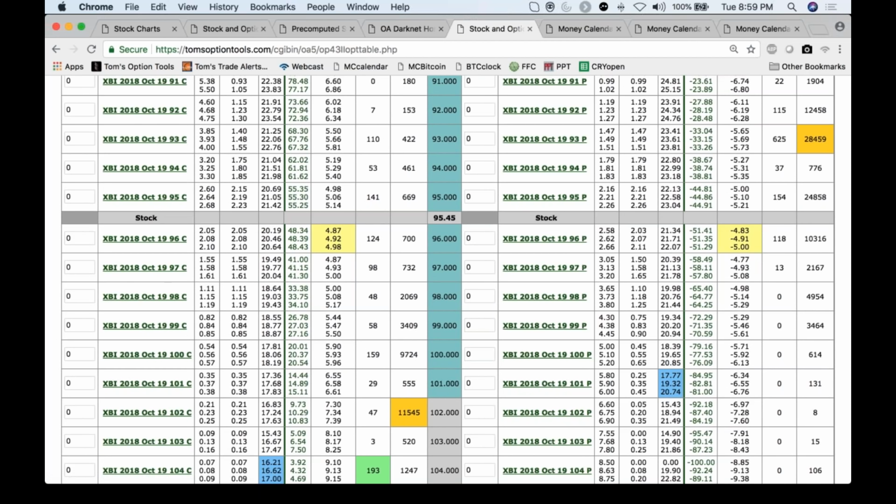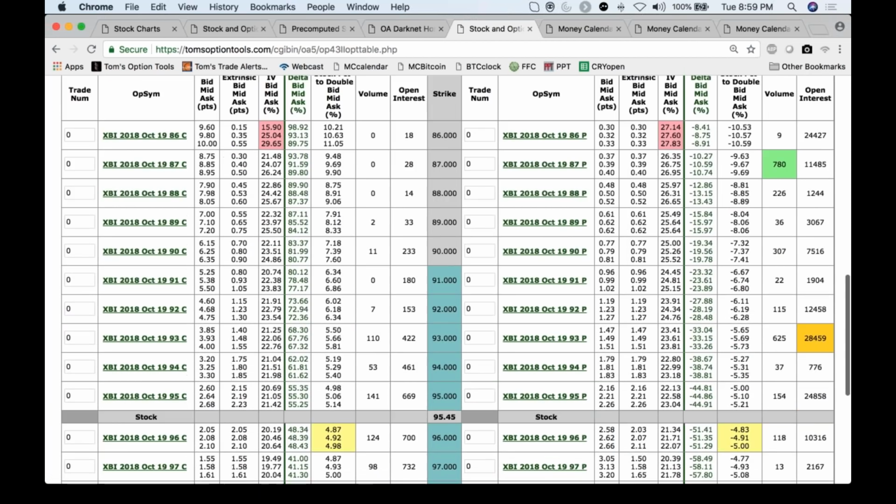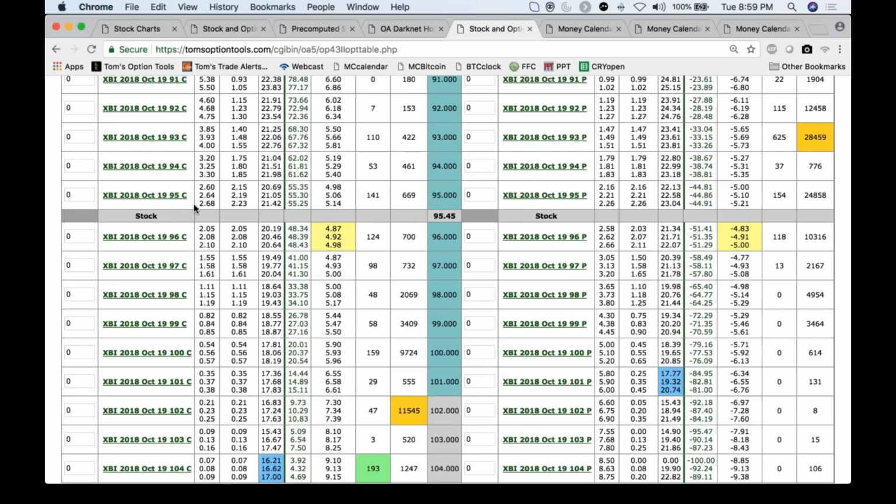Take a look at this. So here's XBI, the 95 calls, 260 by 268, only 8 pennies. The 94 call, 320 by 330, 10 cents. 93, 15 cents. 92, 15 cents between the bid and the ask. All of these have better bid-ask spreads than the options that expire a week earlier on October 12th.